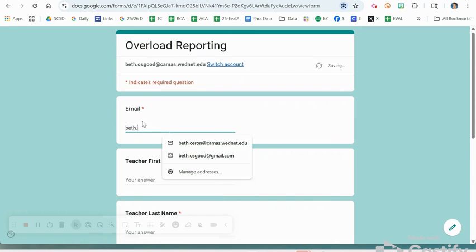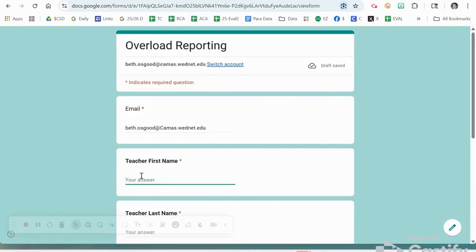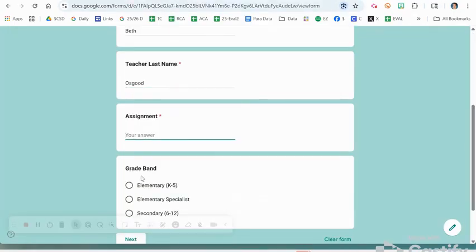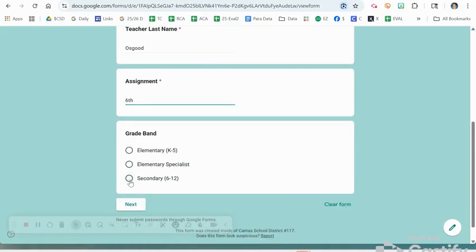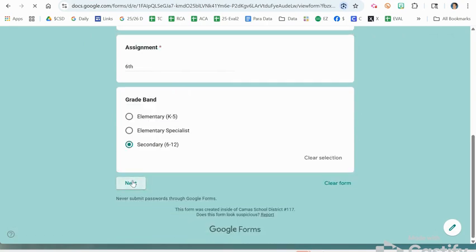So it is asking for your email. You are going to use your work email. It's very important that you do it correctly because it's going to send you an email when this is done. This time, I'm going to say I'm a 6th grade teacher. So I'm just going to say 6th. I'm going to click on secondary. I'm going to click on next.